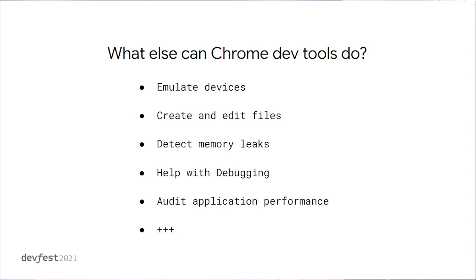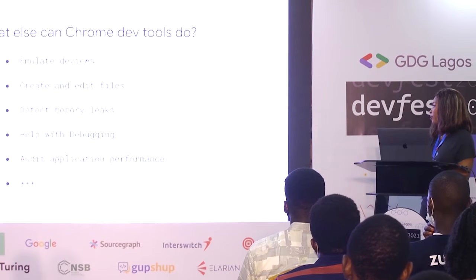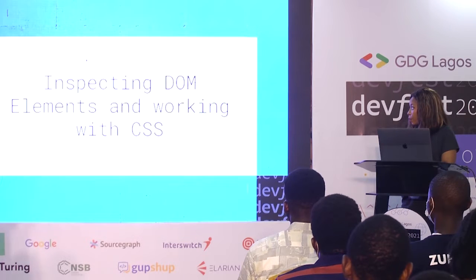You could also do a lot of debugging. Like I said, debugging doesn't just have to be console.log. There are breakpoints, there are debuggers, and a lot of other ways to debug your application. Like I mentioned earlier, you can also audit your application performance, and a whole lot of other things. So on a MacBook, the way to open the Chrome DevTools is Command Option J.